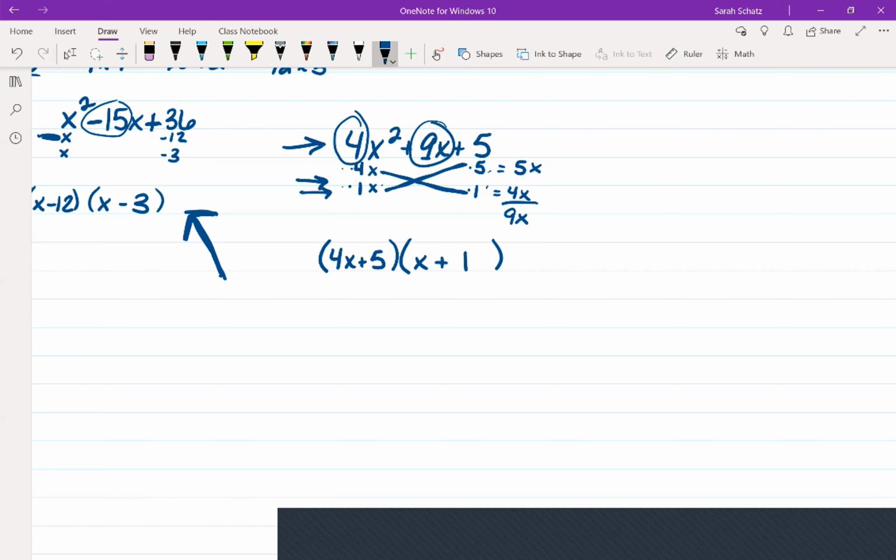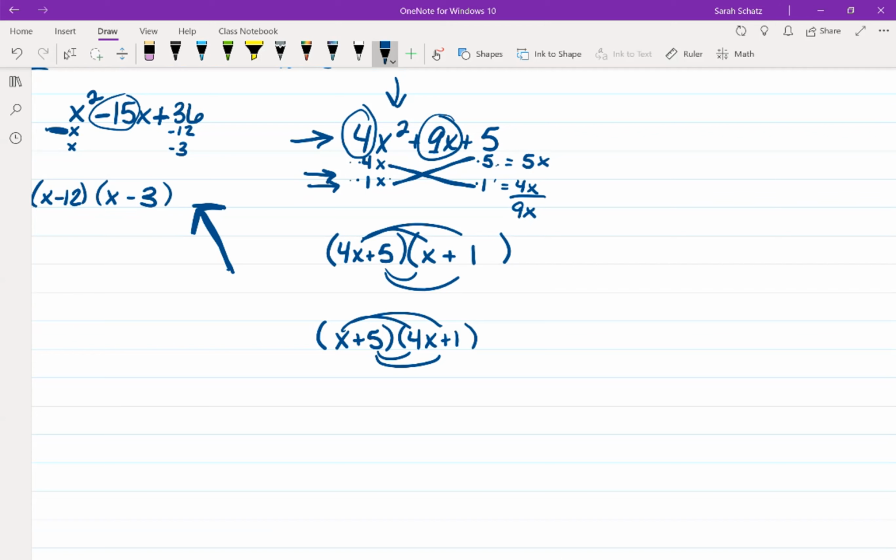Here's why this matters so much. If you FOIL this out, you will get back to where you started. If you had had those 1 and 4s in the wrong places, so if they were switched up, your answer would look like 1x plus 5 and then 4x plus 1. And if you FOILed this out, it would not equal what we started with. So again, order matters. We want to keep it straight. This is how I do it.